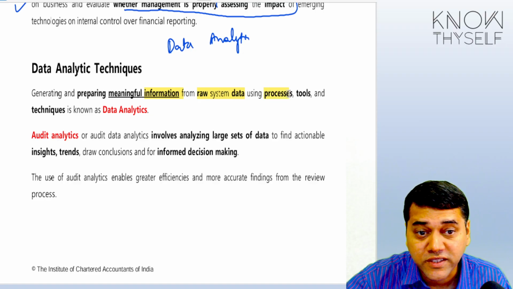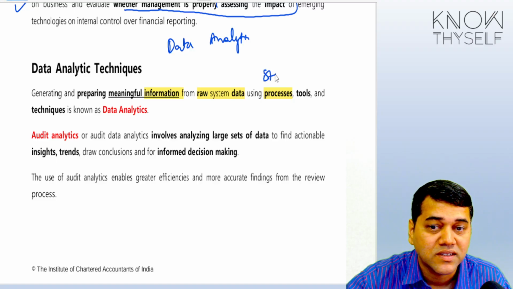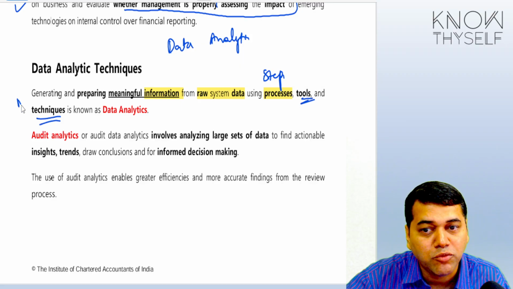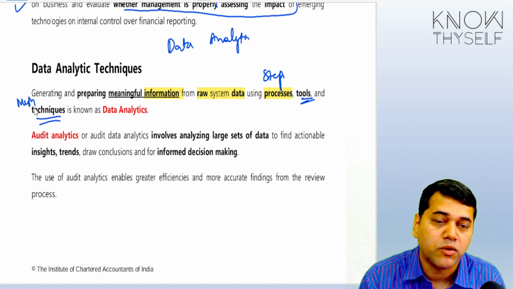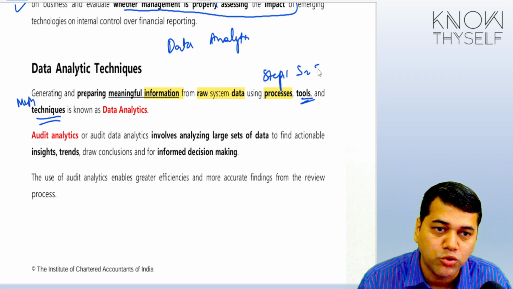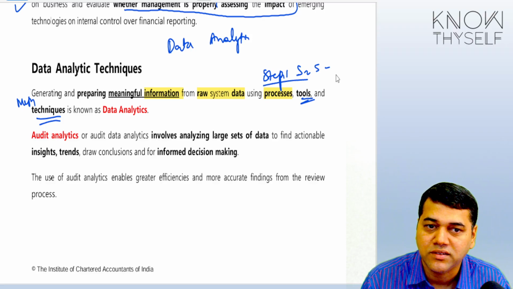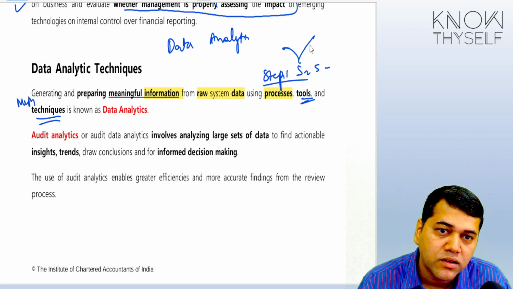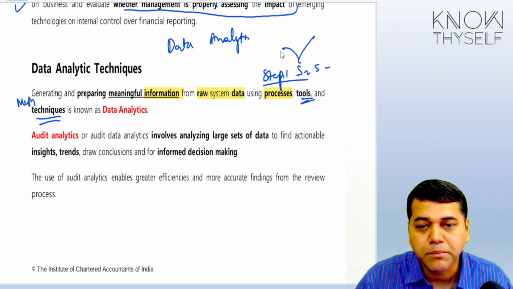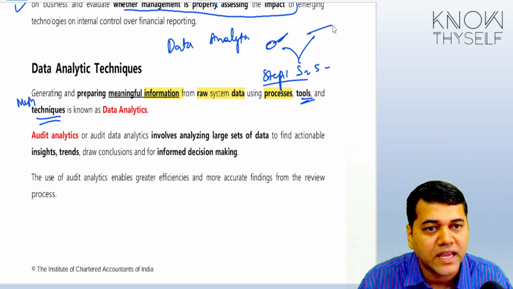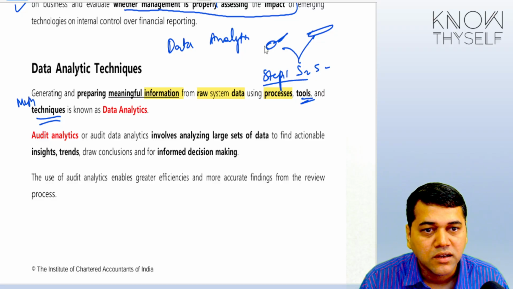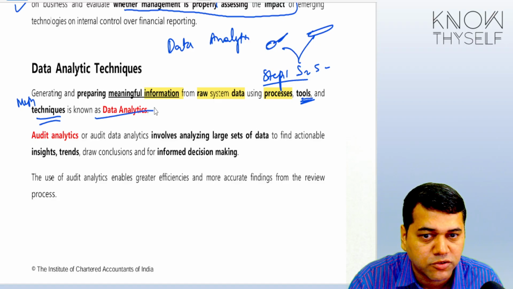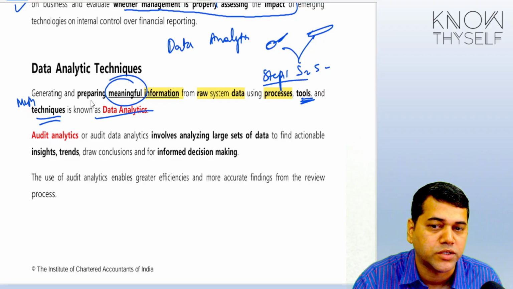How? Using processes. That means steps, tools, and techniques. Techniques are more like a method, the way of doing. But whatever you do, there should be step 1, step 2, step 3. That is the process. This step 2, you could have done this way or you could have done this way. That is the technique. Like I am preparing a tea, I can have that jali or I can have a cloth. My technique. And I'll be using different types of tools. This concept is called the data analytics so that you get the meaningful information.